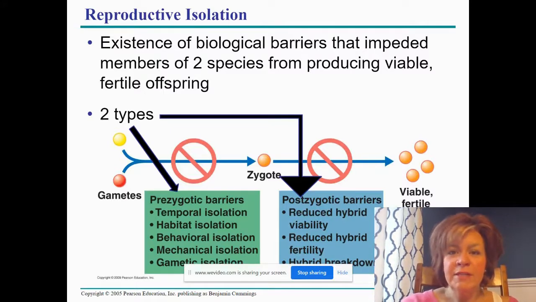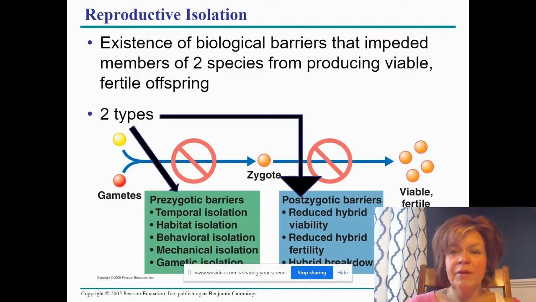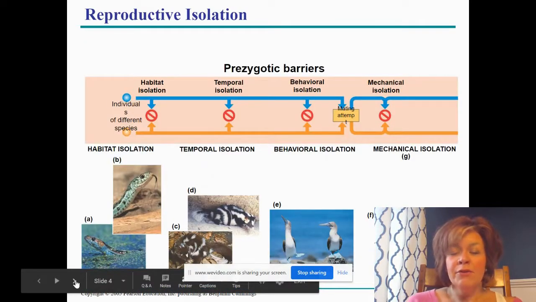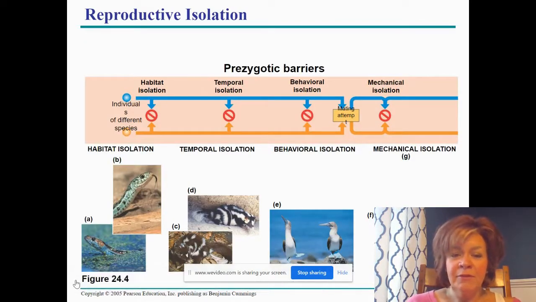Okay, so pre-zygotic barriers prevent fertilization from ever even happening. There are quite a few different ways that can happen. They're listed here on your Google slide, and we're going to go through some more specific examples. And then there are post-zygotic barriers. With post-zygotic barriers, fertilization occurs, but then there's something wrong with the offspring.